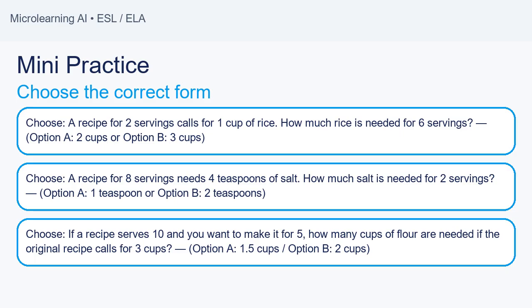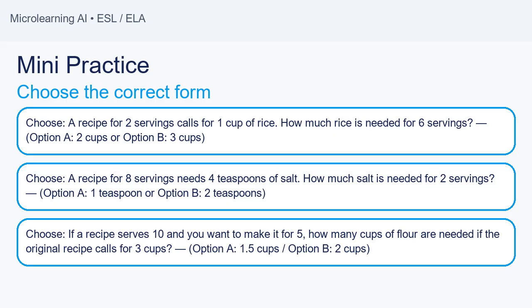Mini practice. Choose the correct form. 1. A recipe for 2 servings calls for 1 cup of rice. How much rice is needed for 6 servings? Option A, 2 cups, or Option B, 3 cups? Answer: Option A.